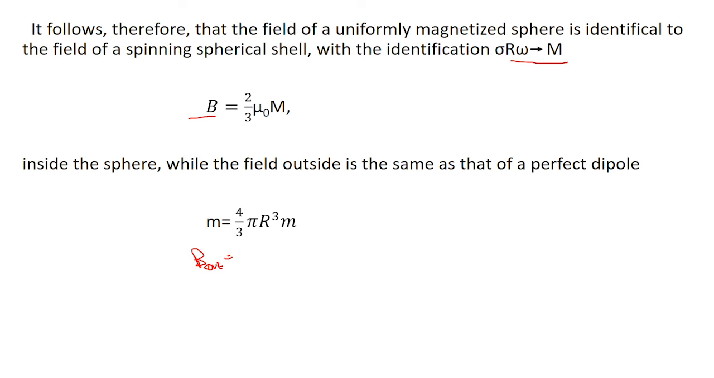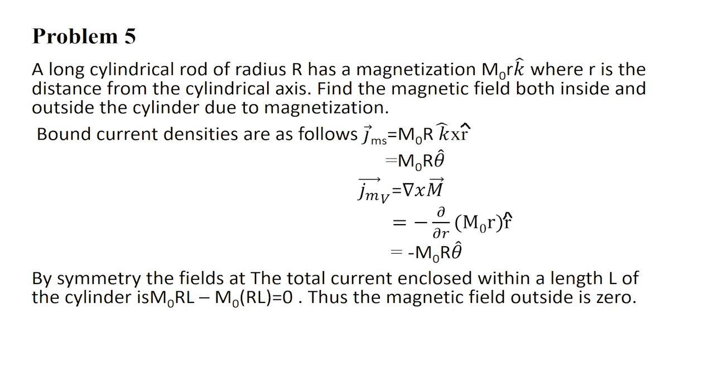And next, problem number 5. A long cylindrical rod of radius R has a magnetization M0 r k cap, where r is the distance from the cylindrical axis. Find the magnetic field both inside and outside the cylinder due to the magnetization.